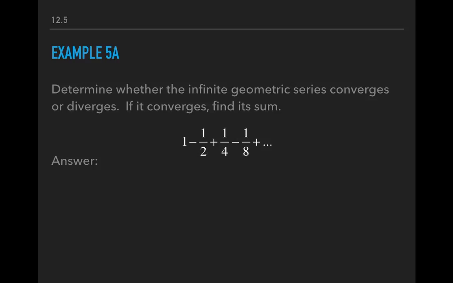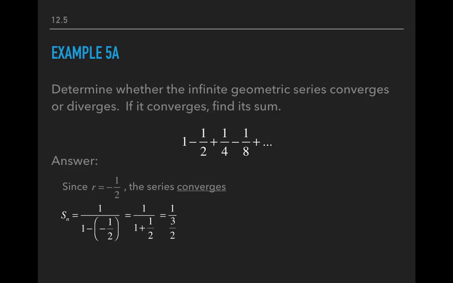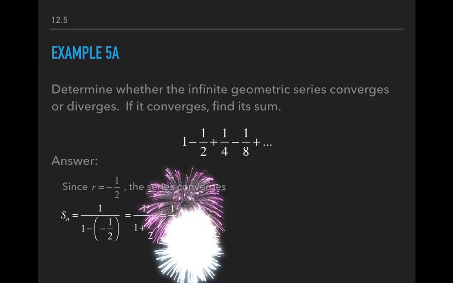So, is this going to converge or is it diverging? We have to look at the rate. Our rate is -1/2, and because the absolute value of that is less than 1, it converges. And to find that value, we plug our rate and our A1 into the formula, and that gives us the following. That looks kind of crazy. It's 1 divided by 3/2.